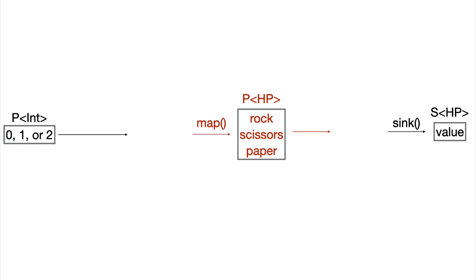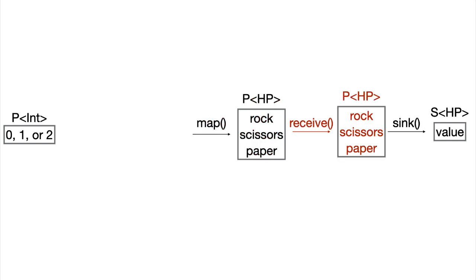And the map can use that function that we had there before that turned a 0 into a rock, a 1 into a scissors, and a 2 into a paper. And now that map, which we call an operator, has converted that publisher of ints to a publisher of hand positions. And now we're in good shape because the subscriber is a subscriber of hand positions. And so now we've got this flow that seems to work across.